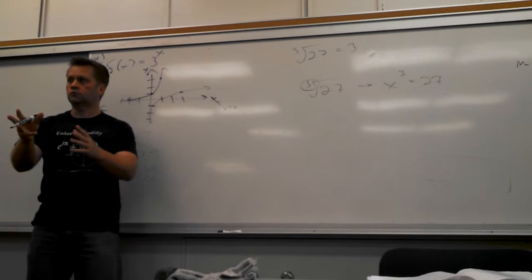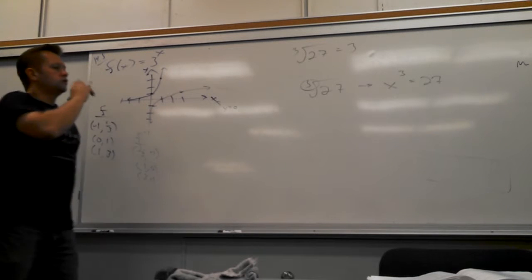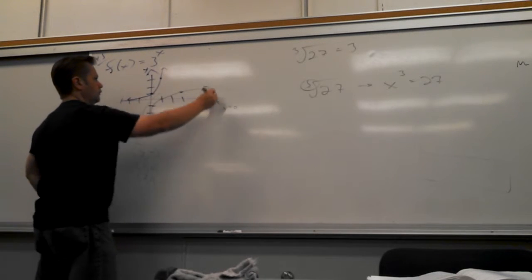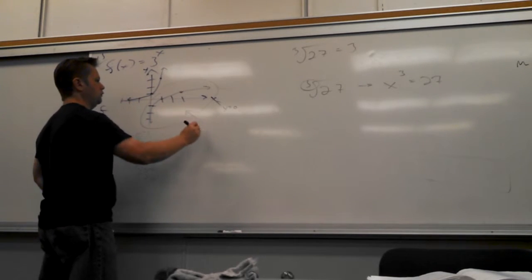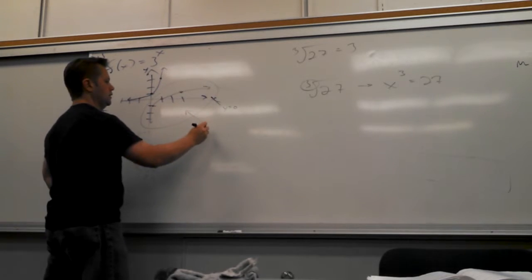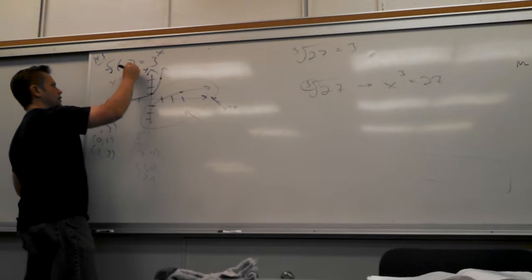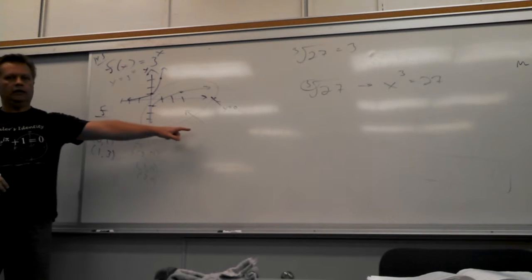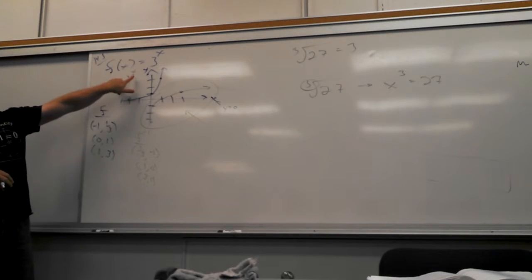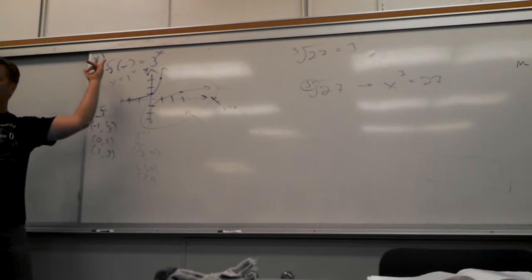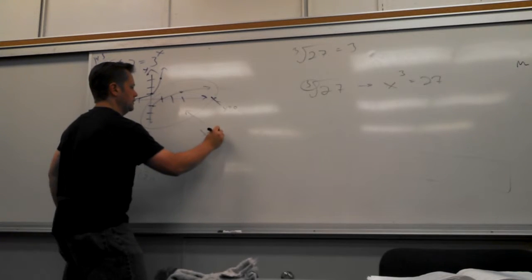Is that cool? All right. So this function, all we know right now is that if this function is y equals 3 to the x, how do I write the inverse function? What's the first step? Switch the x and y, right? So all we got so far is this.